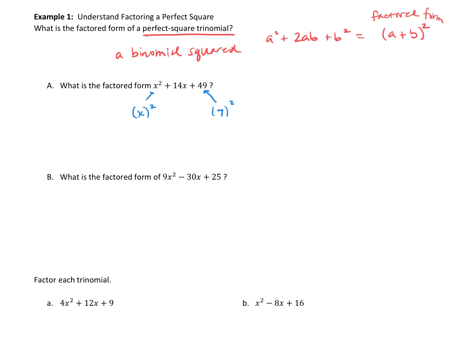Now the middle term, that 14x, for this to be a perfect square trinomial, we're going to check this 2 times a times b. So if you take 2 times this x that we squared times the 7 that we squared, do we get a 14x? So 2 times x is 2x. 2x times 7 is 14x. So this does equal that positive 14x. So yeah, this is a perfect square trinomial.